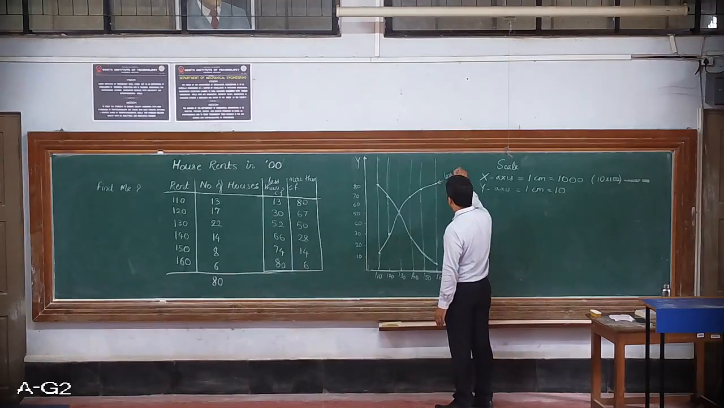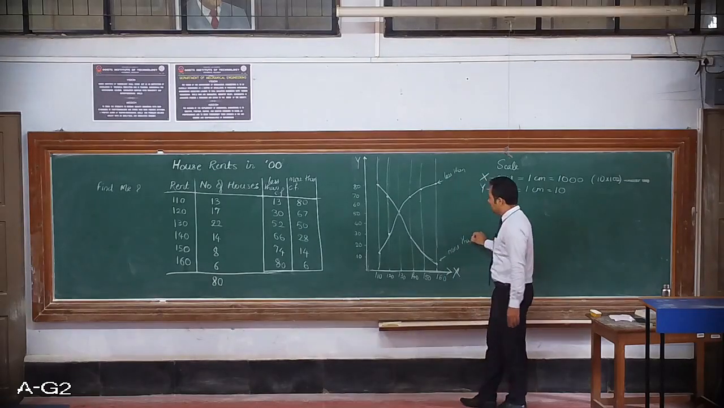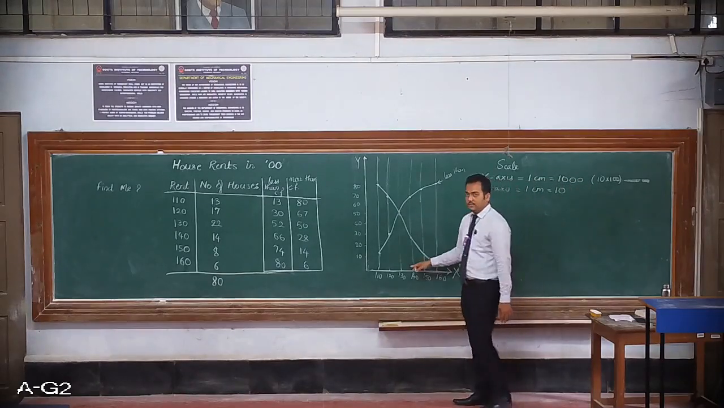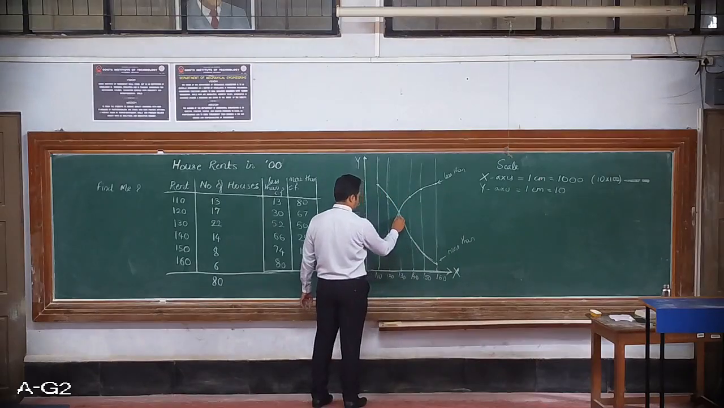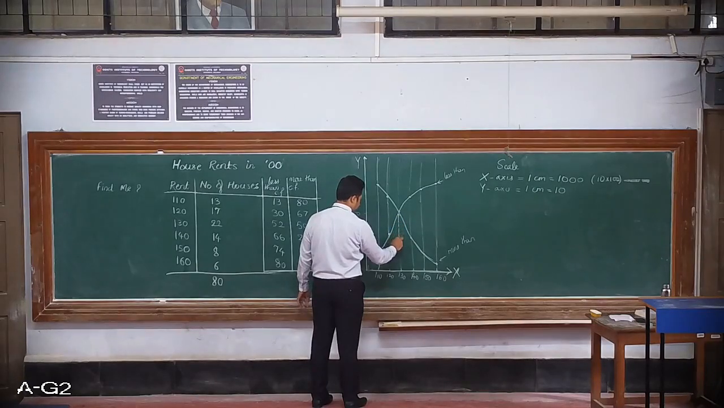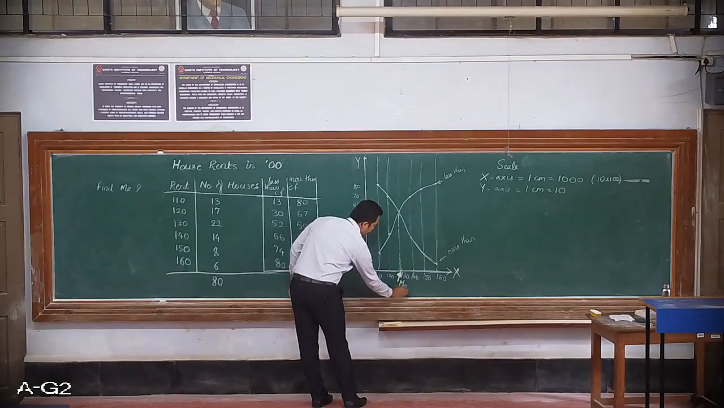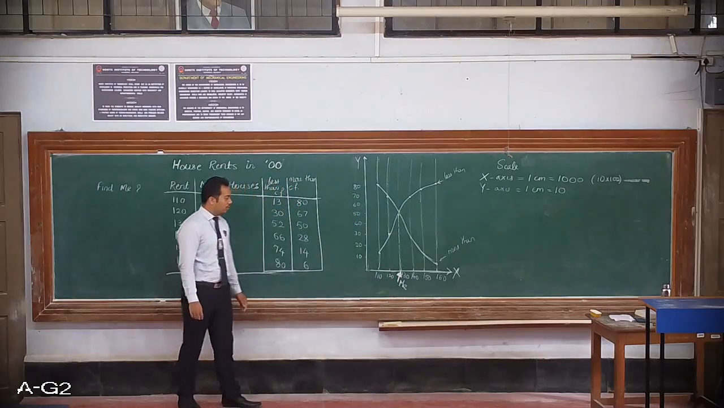So this is our less than cumulative frequency and this is our more than cumulative frequency. The curve intersection we have got is very near to 130. Specifically, if we see here, it is very near to 130. So the point comes almost near 120, 130. So this is the point where we have got the median by using the graphical method.